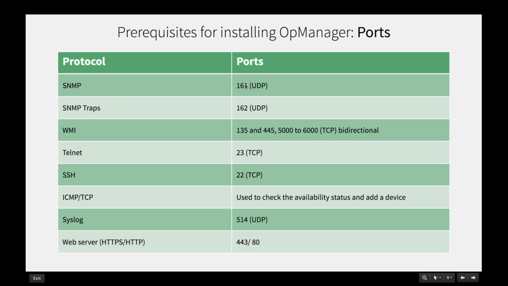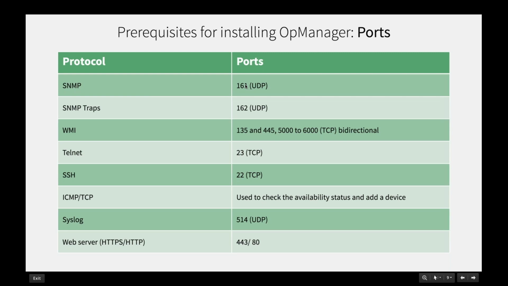The WMI protocol is used for monitoring the various aspects of Windows devices like Windows services, event logs, process monitors, and more. CLI-based protocols, Telnet and SSH, are used for monitoring Linux-based devices, so port numbers 23 and 22 have to be enabled for it. Availability, response time, and packet loss are measured using ICMP and TCP protocols.